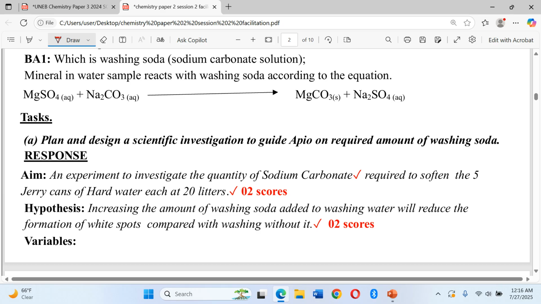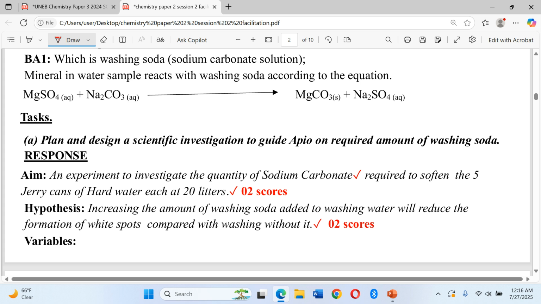So our aim is an experiment to investigate the quantity of sodium carbonate required to soften 5 jerry cans of hard water, each at 20 liters. And you get your scores.